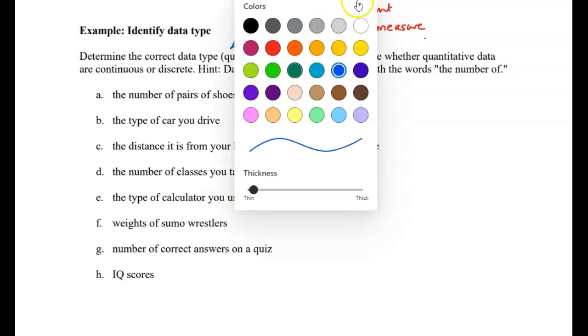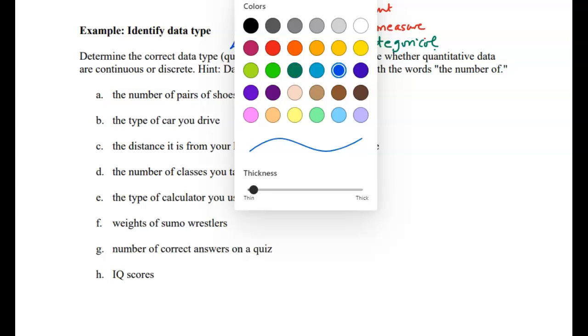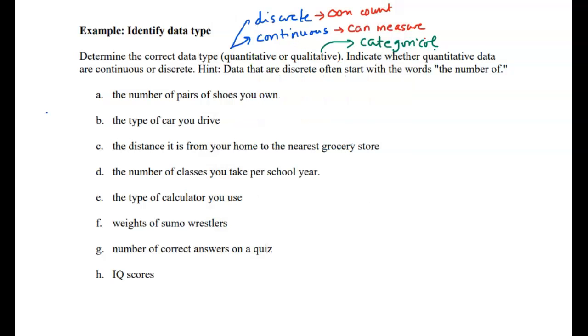And you can also classify data as qualitative. So this is like a characteristic rather than a count or a measure. This is also called categorical data. All right, so let's look at these examples. First let's break them down into categorical and quantitative.